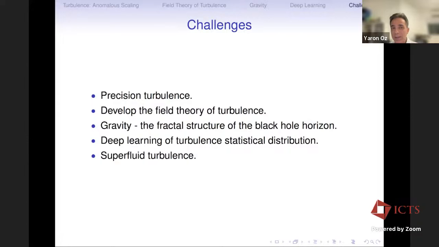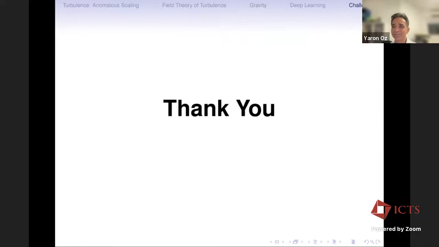I think that deep learning has a chance to help us to learn some things about this distribution. There are many other things, like applying all these things to other fields like superfluid turbulence, etc. Let me stop here. Thank you.